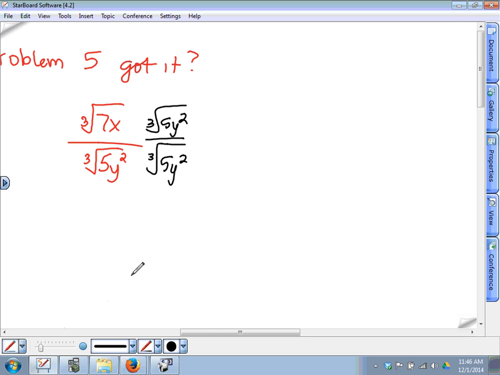You guys understand what I just said? Multiplying by itself works with square root. What if we did another cube root of 5y squared?